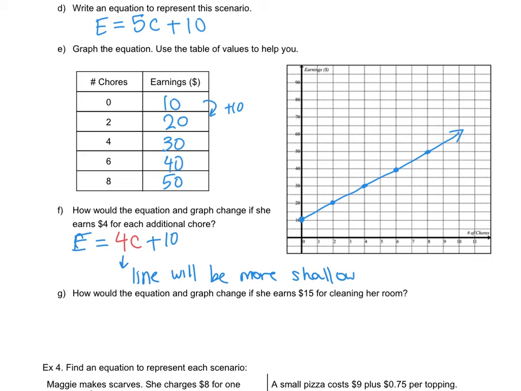How would the equation and graph change if she earns $15 for cleaning her room? So that's $15 instead of the 10 base fee. So again, pause the video, write down how the equation and graph will change.